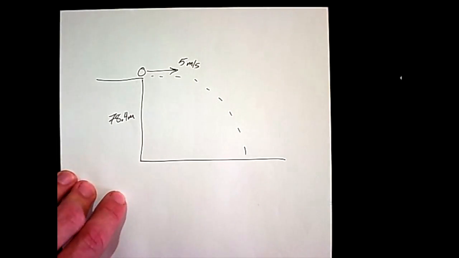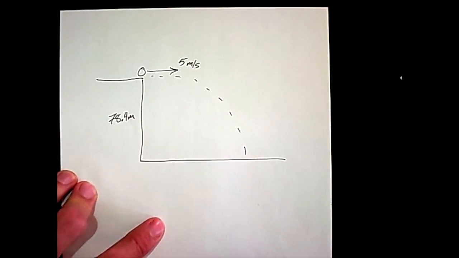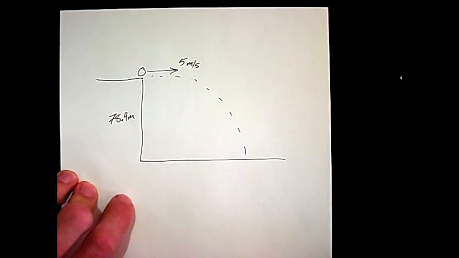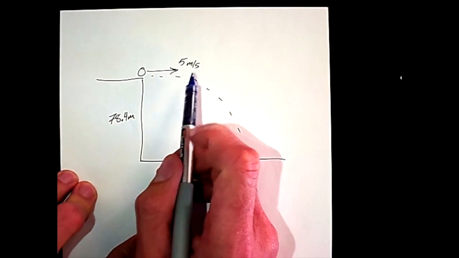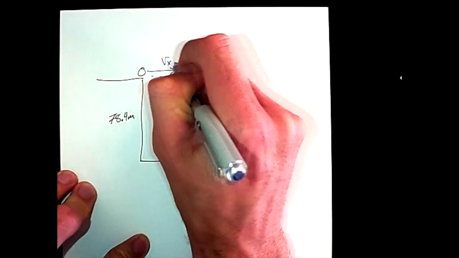So it seems barren, but it's not if you take your time and think about a couple of major details. First of all, I think X was horizontal. This was thrown horizontally, which means that this is Vx.